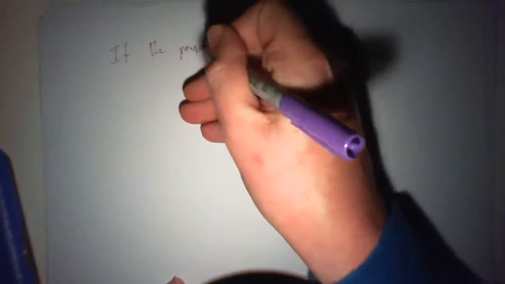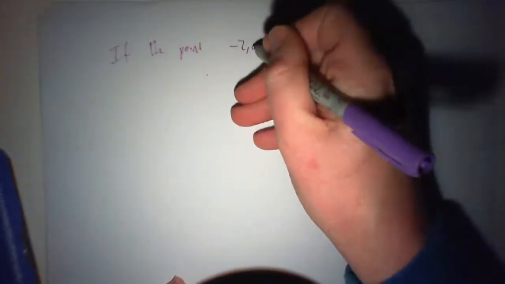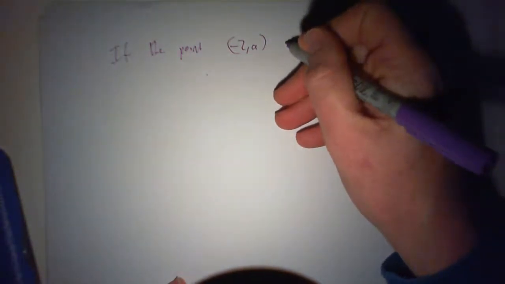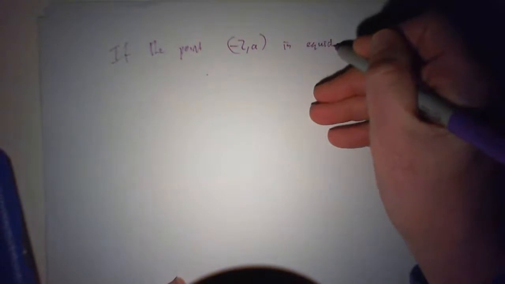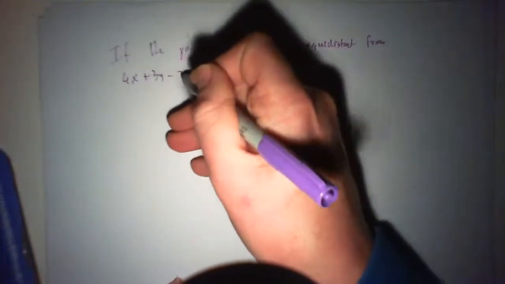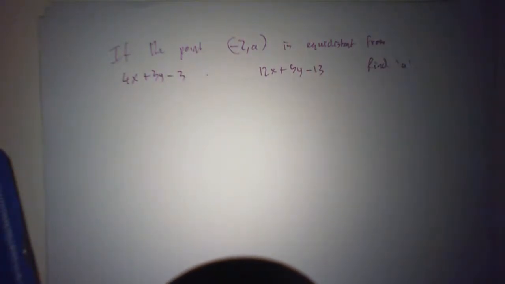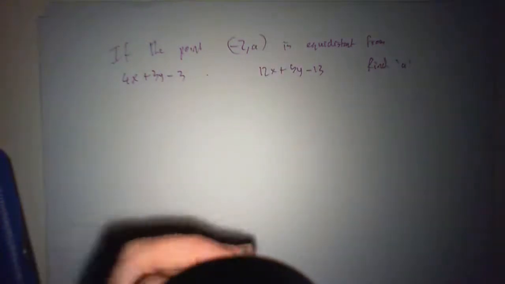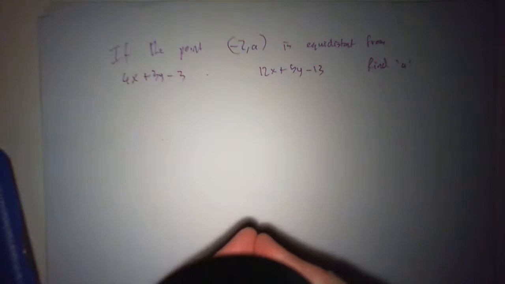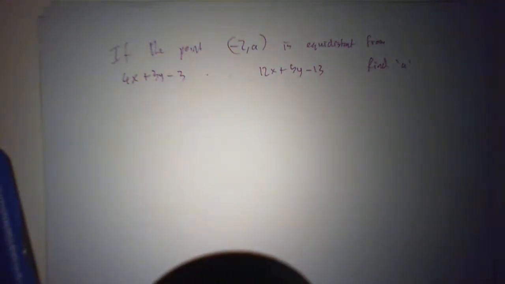Right, if the point (minus 2, a) is equidistant from 4x plus 3y minus 3 equal to 0 and 12x plus 5y minus 13 equal to 0, find A. Okay, so it's the same as the last one, except we have less information to go on, except the fact we know the two answers have to be the same. It's just a little trickier one.